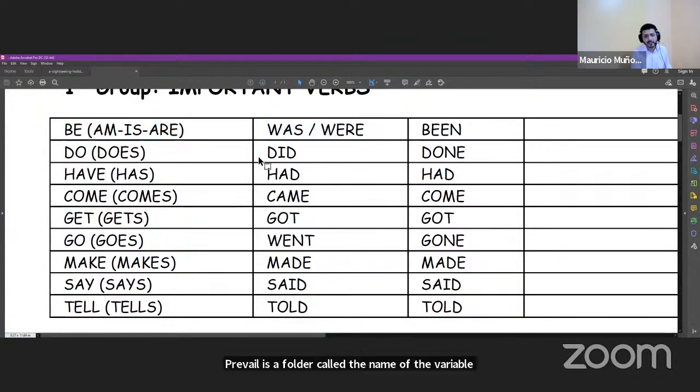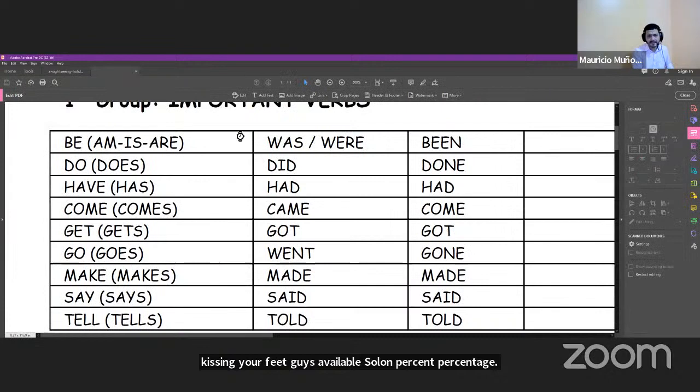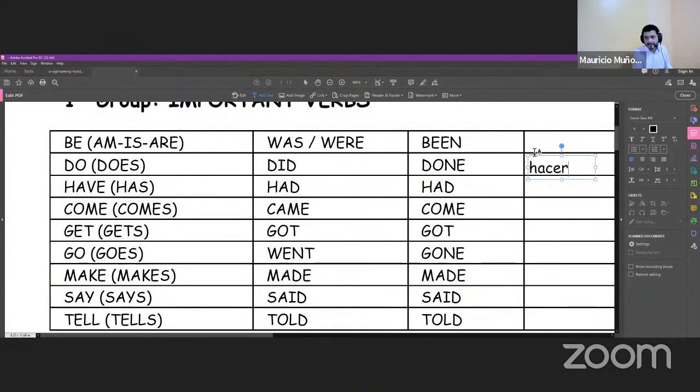We have the verb do, did, done. What's your job? Write, please, what does this verb mean? Only in present. Obviously it's the verb hacer. So you write, hacer. Next one, you have, had, had. Tener, excellent. And so on.